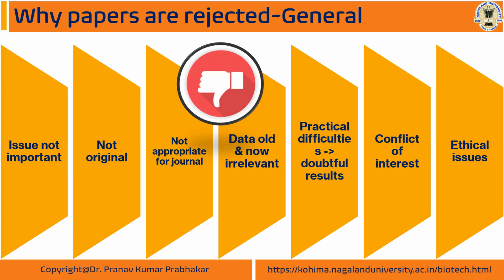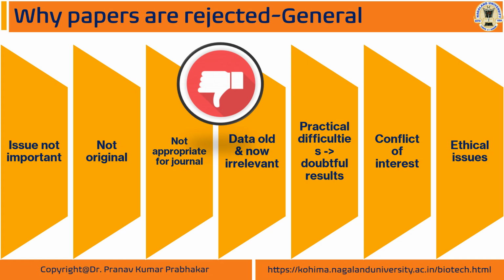Second is your paper is not very original. The work you have submitted to the journal lacks novelty or replicates an existing study without adding any substantial value, while journals seek original ideas, methods, or findings. Then also the paper gets rejected. Every journal, if you go to their website, has its aim and scope. If your article is not appropriate for the journal, you have not read the aim and scope, and you have submitted to the wrong journal which does not fit, then your paper will be rejected.